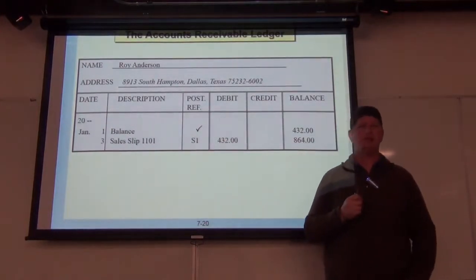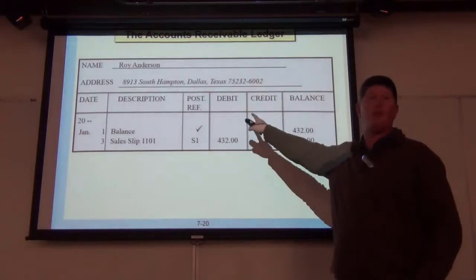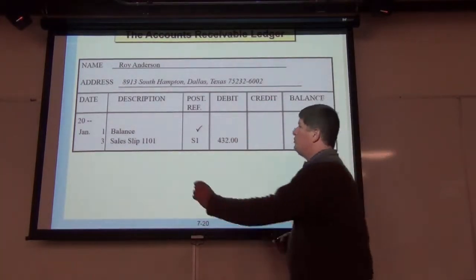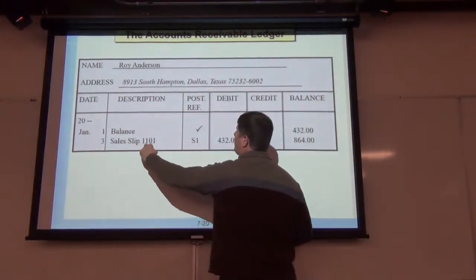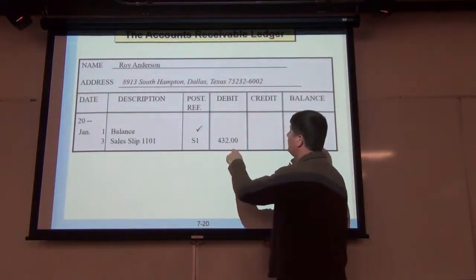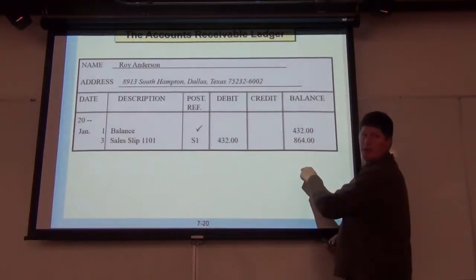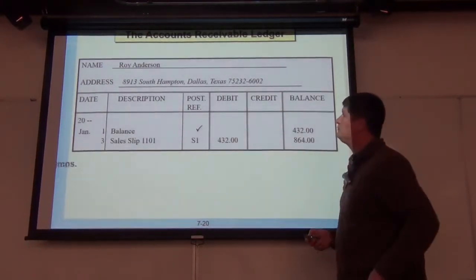Yes, sir? So when he starts paying off little by little, we'll show a transaction here. It would come from the cash receipts journal, and we'd have a credit, and it would bring his balance down. Okay?